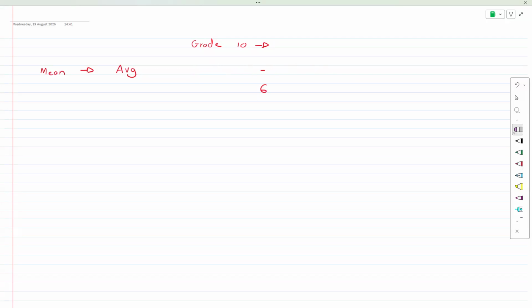Right? So let's take some values. Let's take 10, 20, 40, 80. What I would do is add all of this up, and because there are 4 numbers, I would divide it by 4. It would be 10 plus 20 plus 40 plus 80, which is 150, divided by 4, which is 37.5. That's the first definition.